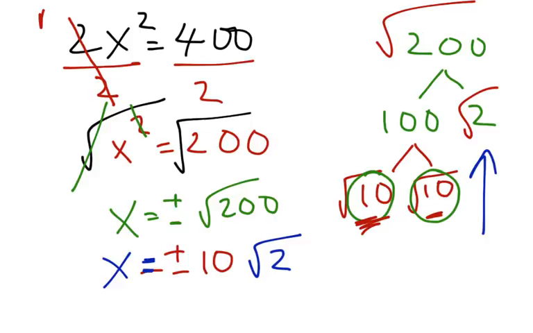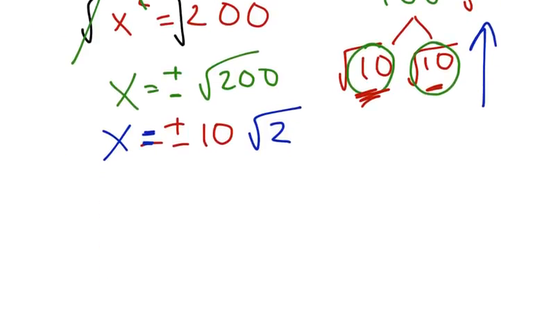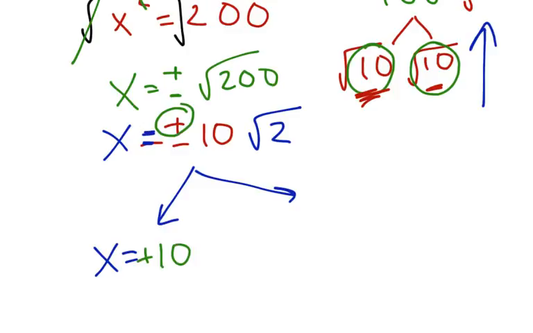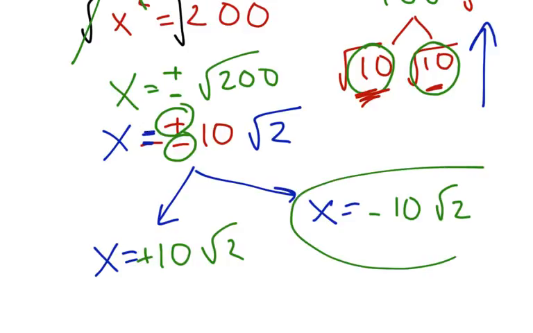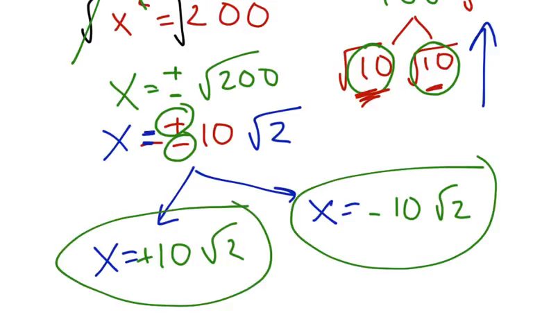Remember, I have two answers, because I have one with a plus and one with a minus. So my two answers are the following. Using the positive sign, I get plus 10 square root of 2. My second answer, using the negative, is negative 10 square root of 2. And those are your two answers for the problem.